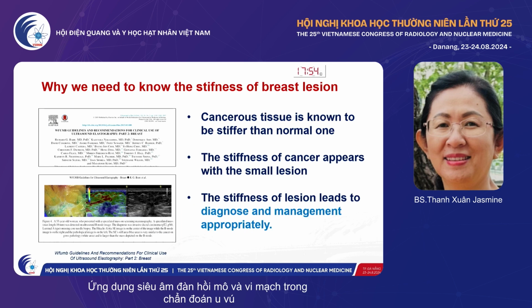Before talking deeply about that technique, we need to know the difference in stiffness between breast lesions and normal breast tissue. You can see there are some studies that I have shown there. Cancerous tissue is known to be stiffer than normal tissue, and the stiffness of cancer appears even with small lesions. The stiffness of a lesion leads to appropriate diagnosis and management.